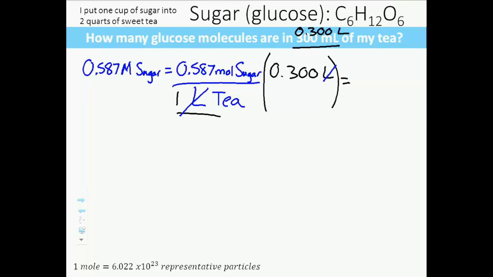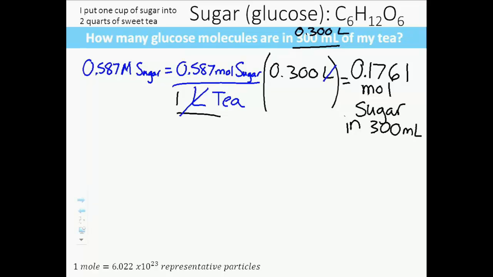So we've got 0.587 times 0.3, which is going to give us a total of 0.1761 moles of sugar. And what's my size on that? In 300 milliliters. So we're done. Almost. We asked for molecules. So now I need to convert from moles to molecules.